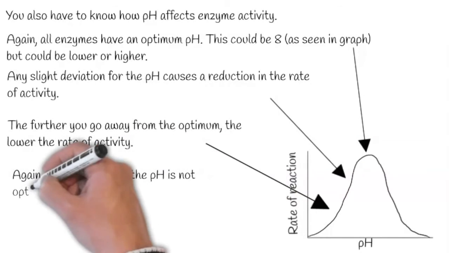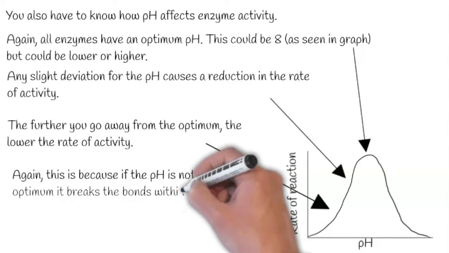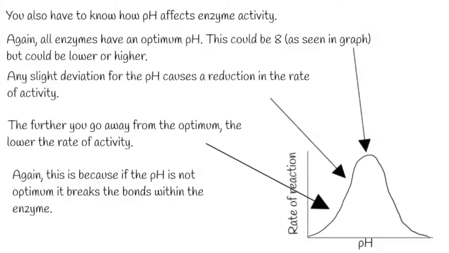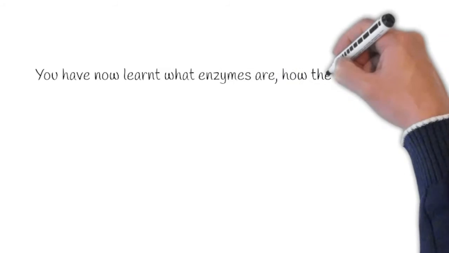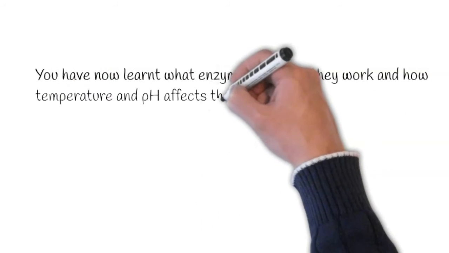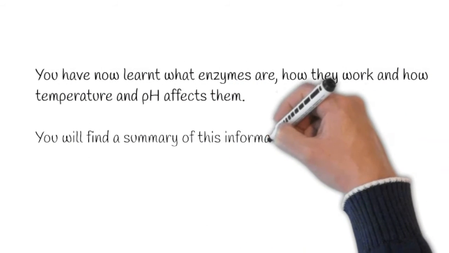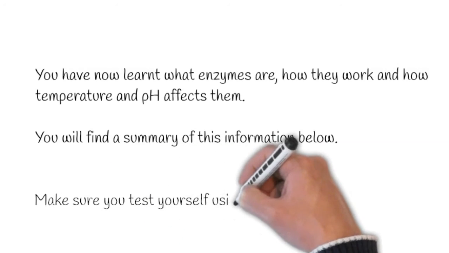Again, this is because if the pH is not optimum, it breaks the bonds within the enzyme. You have now learnt what enzymes are, how they work, and how temperature and pH affects them. You will find a summary of this information below.